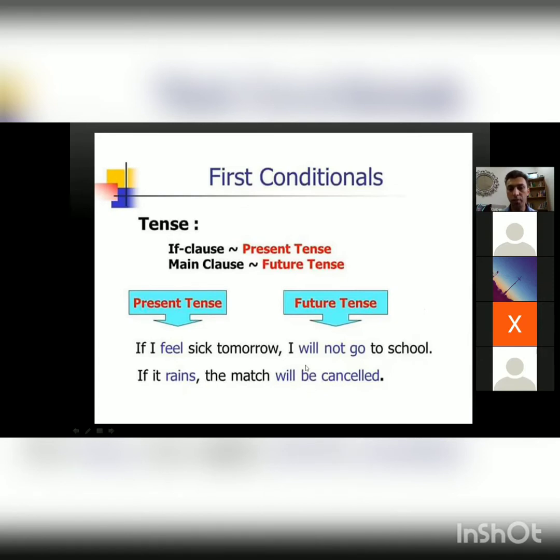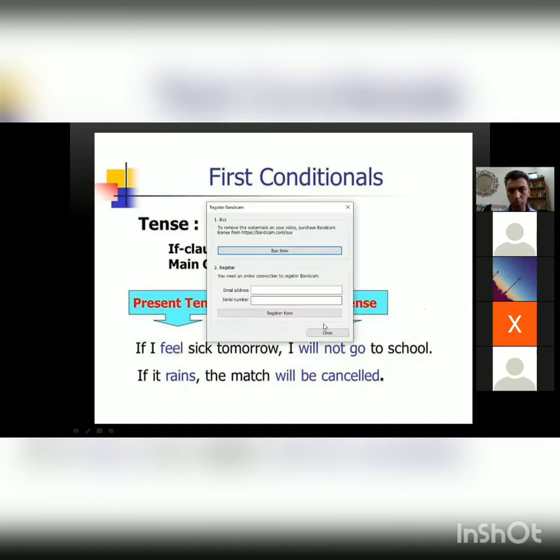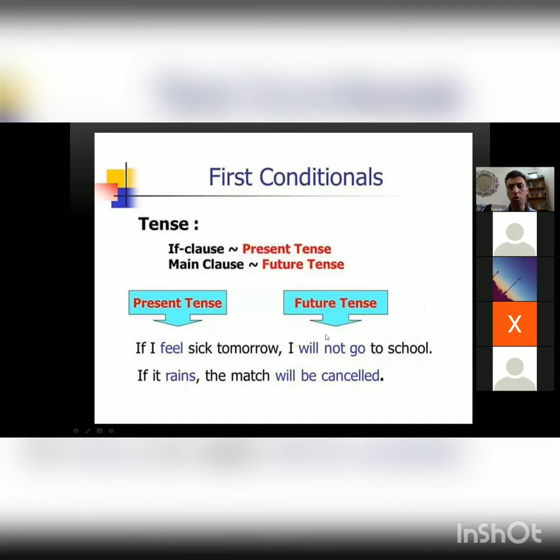What is base? You know that base is the present form. It doesn't have any ed, ing, suffixes, prefixes, anything. According to the second sentence, this is future simple. That is why we say this is future tense.